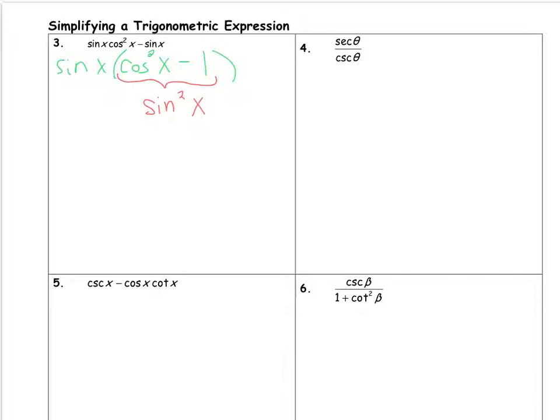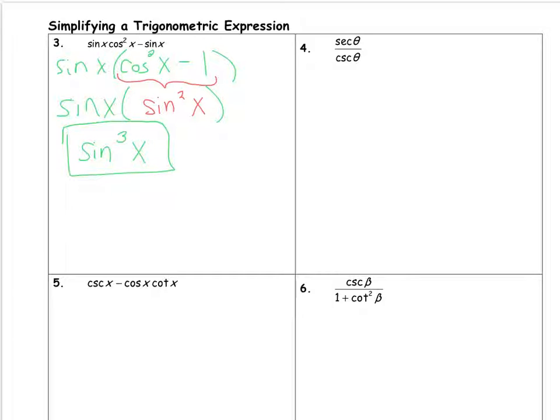right like that. What about the rest of it? Bring it down for now, right? Oh, wait a second. What is sine of x times sine squared of x? Well, that gives me a total of 3 of them, right? So I guess the final answer is just sine cubed of x. And we are done. We have simplified a mess to turn it into a single term. Perfect. Let's look at number 4.